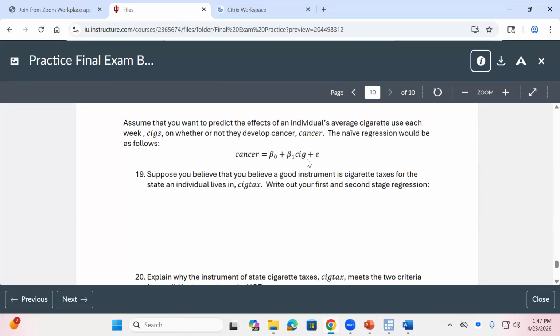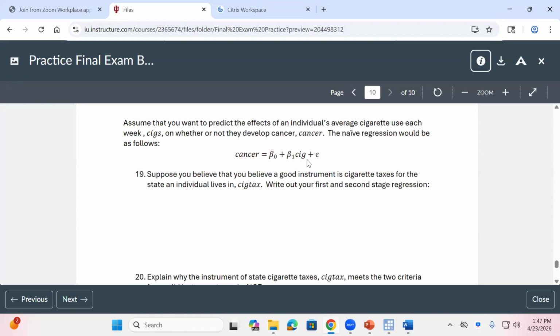So I'm trying to show you, some really good instruments are usually things that the government does that we as individuals don't have any control over. So if I use cigarette taxes, that's going to be correlated with X, cigarette use. If I put a tax on something, what does that do to the price? Hopefully as econ majors, you know, it increases the price, which means I should use more or less? Less, right? As the price goes up, quantity goes down. So this tax is going to influence my cigarette use.